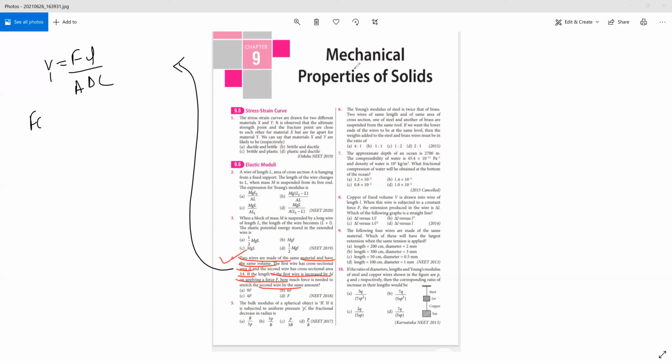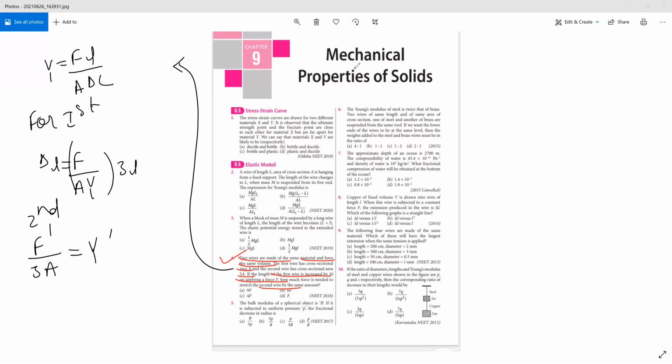For the first wire, delta L is equal to F divided by area into Young's modulus into 3 times L. And for the second wire, let F dash be the applied force, then F dash is equal to 3 times area into Young's modulus of delta L divided by L.